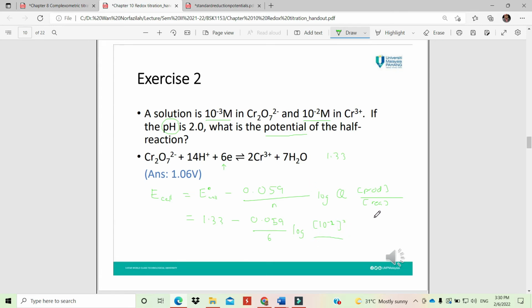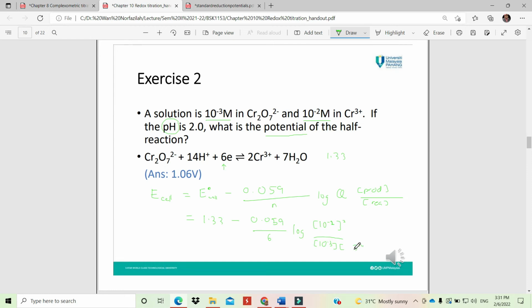Divide by reactant, dia Cr2O7 2 minus and H plus. Okay, kita ambil yang ion. Cr2O7 2 minus is 10 to the power of negative 3. So number of mole dia 1, so tak adalah. Times the concentration of H plus. Okay, what is the concentration of H plus? And it is to the power of 14. Ada 14 mol H plus, so to the power of 14.